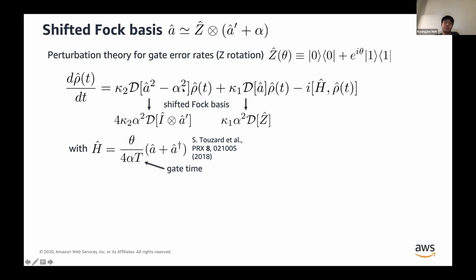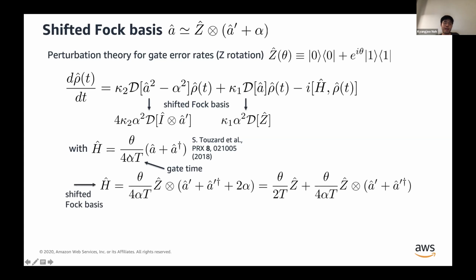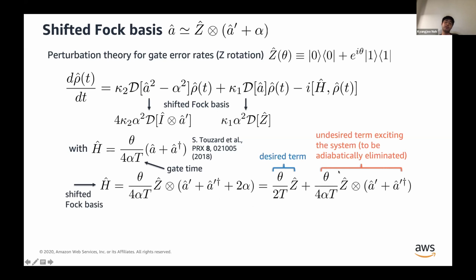We now understand what this engineered dissipation is doing and what this single photon loss is doing in the shifted Fock basis. So now I'm gonna express this Hamiltonian in the shifted Fock basis. If we use the shifted Fock basis, we can immediately see that this Hamiltonian has the desired Z Hamiltonian part, and also it comes with this undesired term that actually excites the system out of the ground state manifold or the cat-qubit manifold.